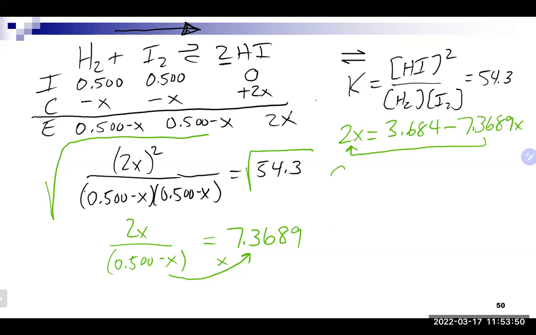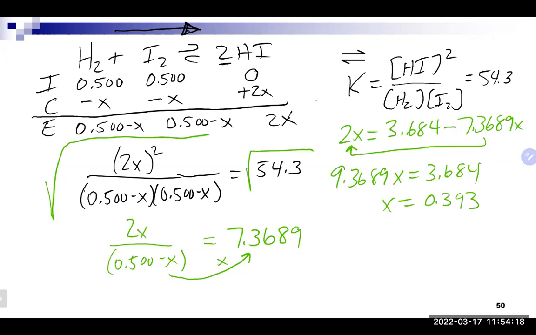That should get us like a 9.3689x is equal to 3.684. Dividing our 9.3689 to the other side there, going to get us a 0.393 as our x value here. Any questions on that there?